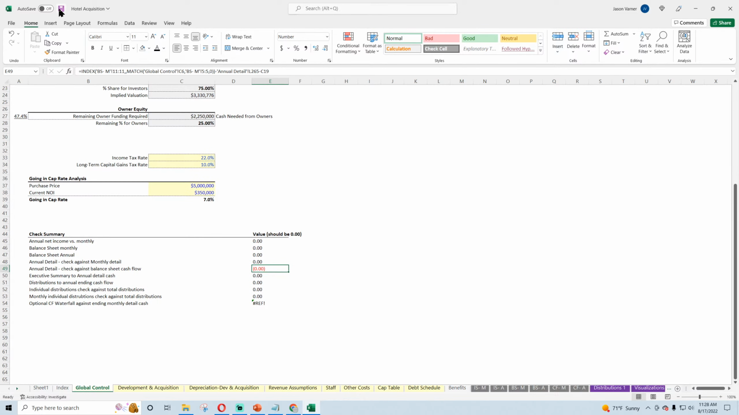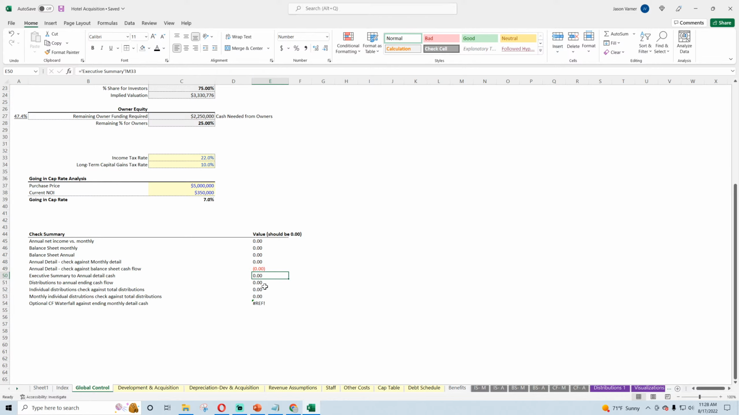Just an issue with those fees. And that's what, like I said, the balance sheet is like a gigantic sanity check. And then you're checking your balance sheet cash flow against the annual detail cash. If that's good, then you know you are good.